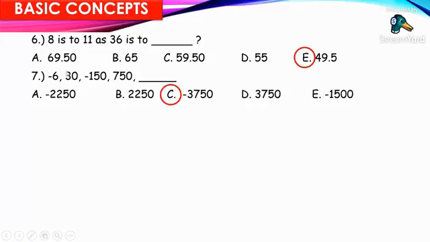So meaning, each of these is multiplied by negative 5. So you have negative 6 times negative 5 is positive 30, times negative 5, negative 150, times negative 5 is positive 750, times negative 5 is negative 3,750. So the correct answer is letter C. Let's have number 8. Proceed na tayo.